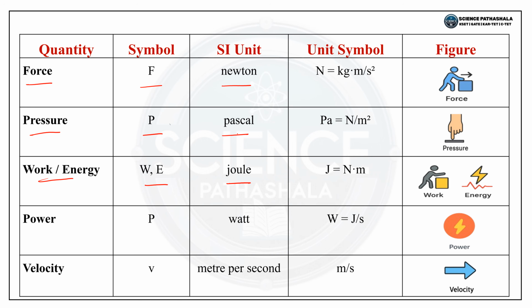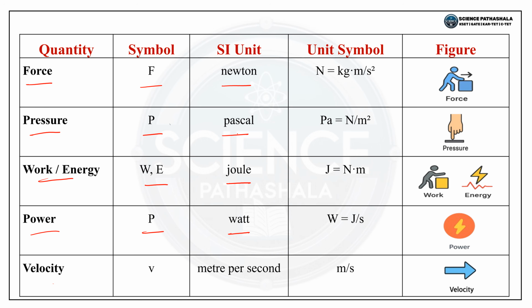The next is power. Power is the rate at which work is done or energy is transferred. The symbol for power is capital P. The SI unit for power is watt. That is, watt is equal to joule per second.